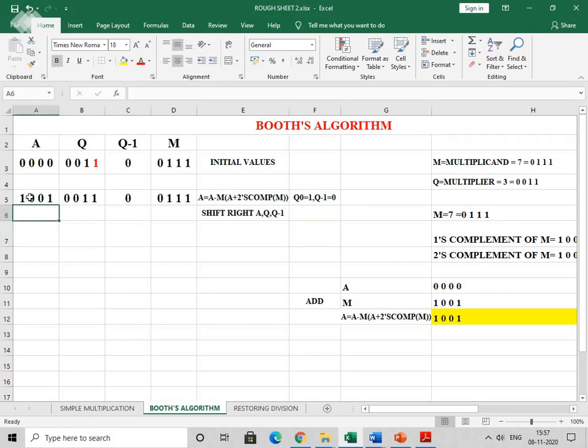So here after shifting right, this A n minus 1 will come at position n minus 2, as well as it will remain as it is in the A n minus 1 position to indicate the sign of the number. So here I will write 1. This is the A n minus 1 bit position. Again 1. This is the A n minus 2 position. 0.